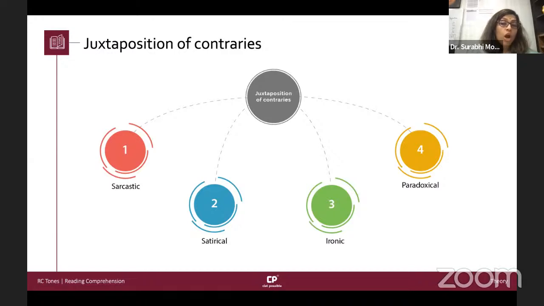So have you understood the contrary tones? Sarcasm, which is based on dialogue and line. Satire, which is based on vyang, a writing pattern where you want to criticize, but you don't criticize, you just show the wrong happening. Irony and paradox.